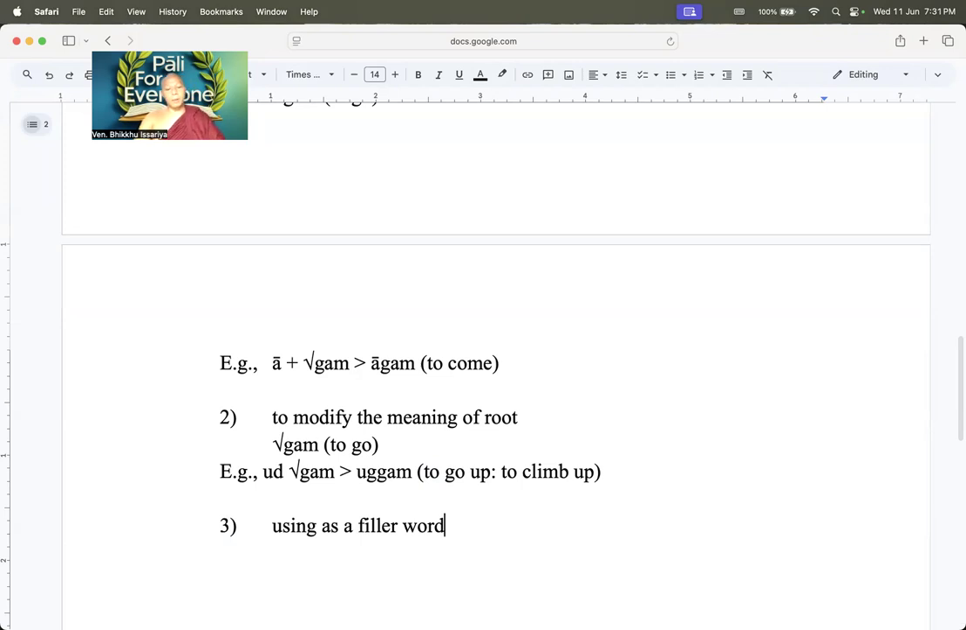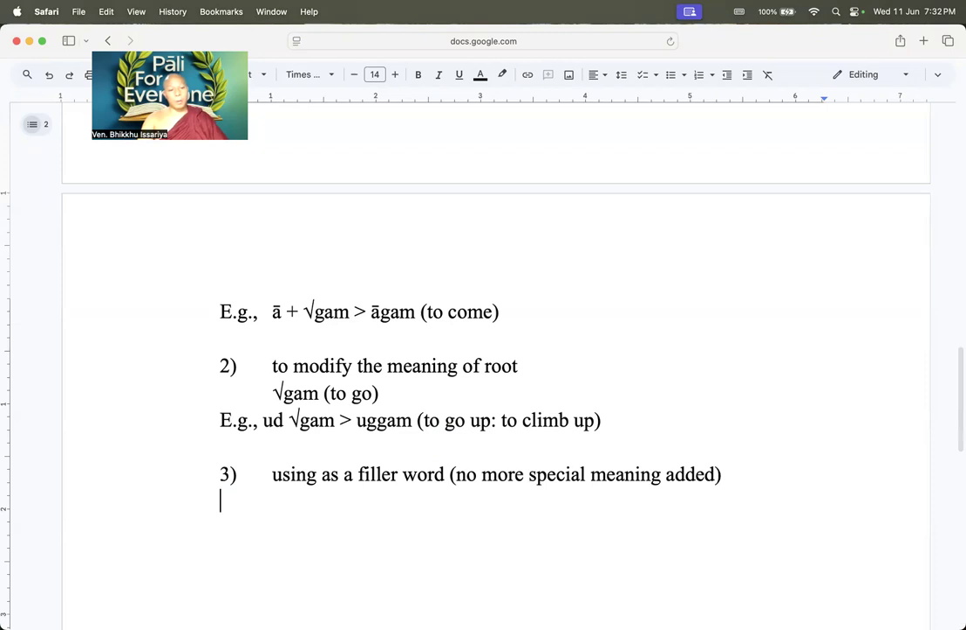So no more special meaning, just a filler. For example, the root is ha. Ha means to abandon, to give up.